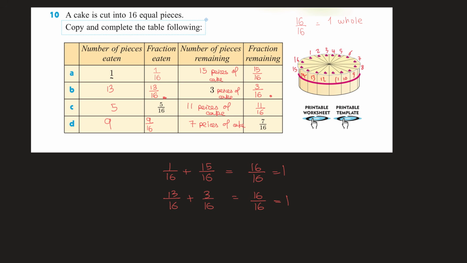Same thing is happening with 5 out of 16 plus 11 over 16. We get 16 over 16. 9 over 16 plus 7 over 16. 16 over 16, whole number again. So you're either eating the cake or having some of the cake remaining.